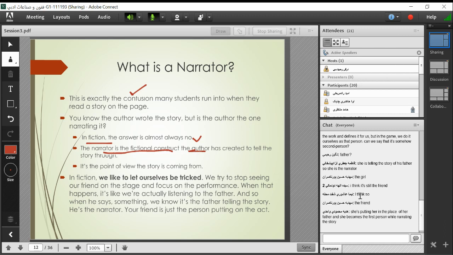Now, in the case of your friend and the father, the writer of that story is your friend. Your friend is actually the writer of the story.